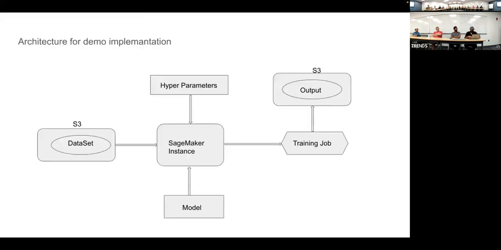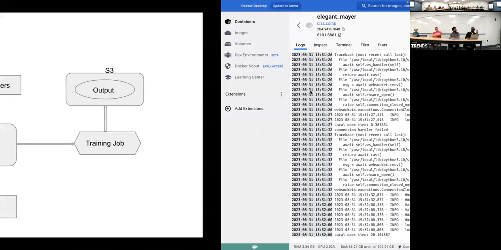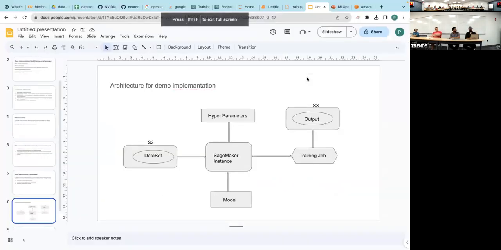For the demo, this is the architecture which I'm planning to implement. I have my data set in my S3 bucket, and I have my SageMaker instance, which also has a model in it, and which loads the data set from S3, trains on the training job, and uploads the output to an S3 bucket. After uploading the output to the S3 bucket, I'm planning to create an endpoint and test how it works. Before that, I'll show a live demo of how it is.